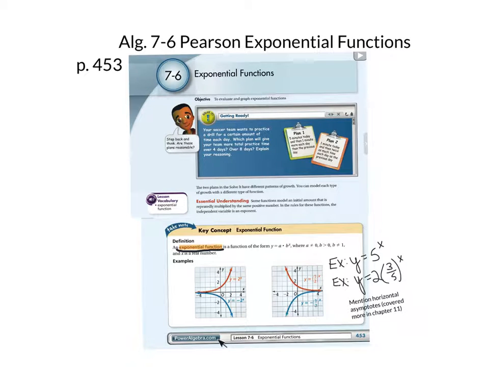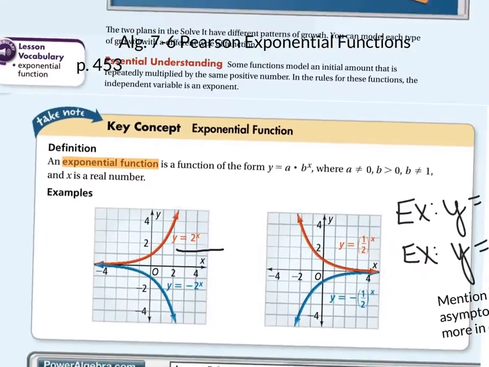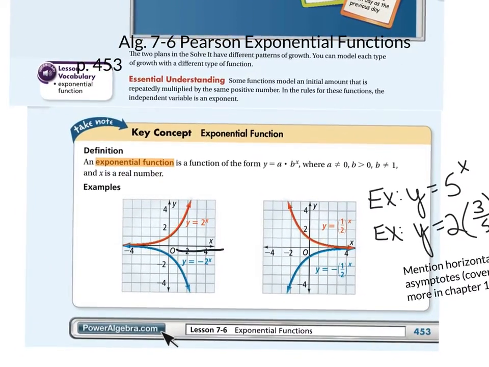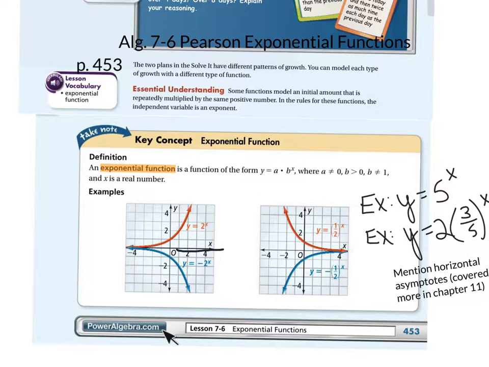Lesson 7.6 is on exponential functions, and this is on page 453 in your book. Basically, what this boils down to, exponential functions, is we have functions where we have a variable in the exponent. And for you guys at this point, usually x is going to be the variable in the exponent. So this is what we're looking at here, exponential function. So it's y equals a times b to the x power.